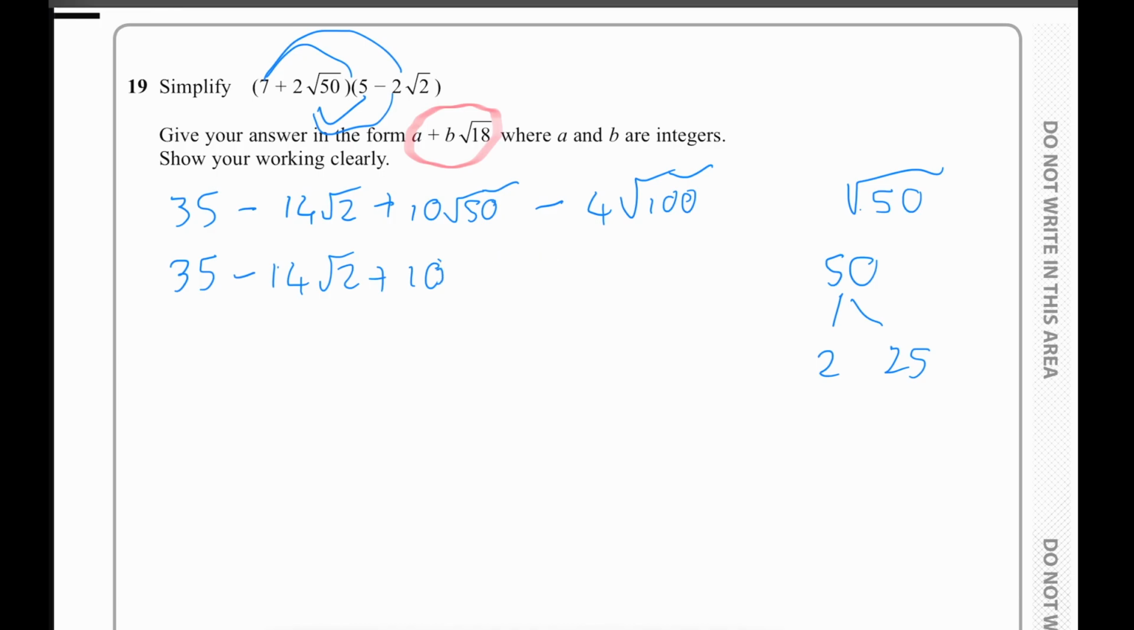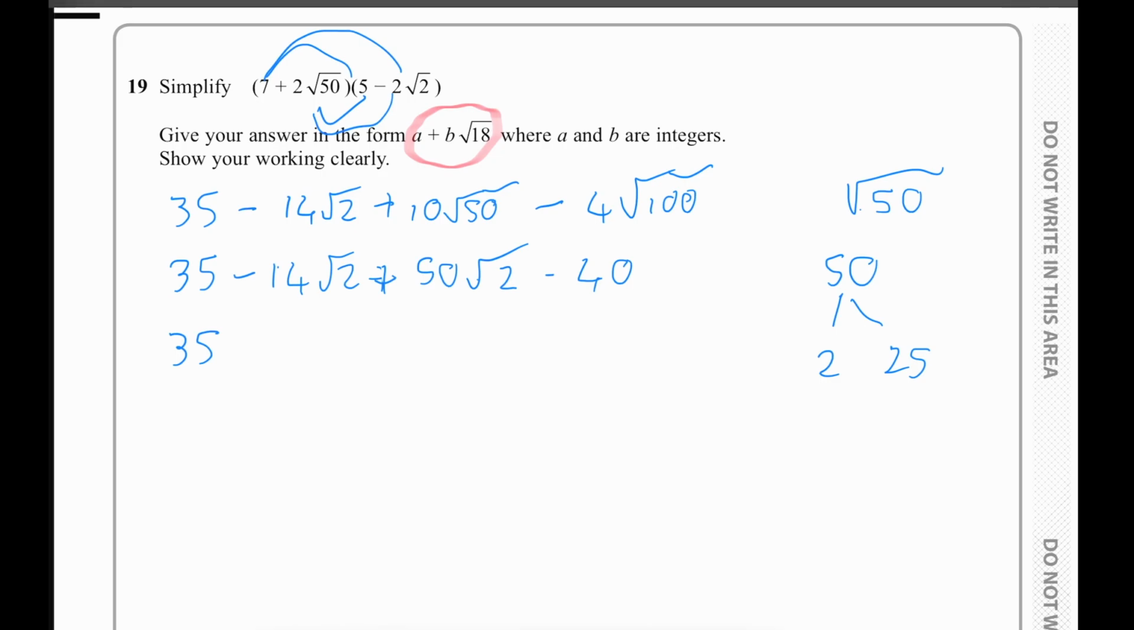So we know square root 2 is going to be the same, but square root 25 is then just 5. So 5 times 10 gives us 50 root 2. And then 4 times the square root of 100, which is 10. So 4 times 10 giving us 40.